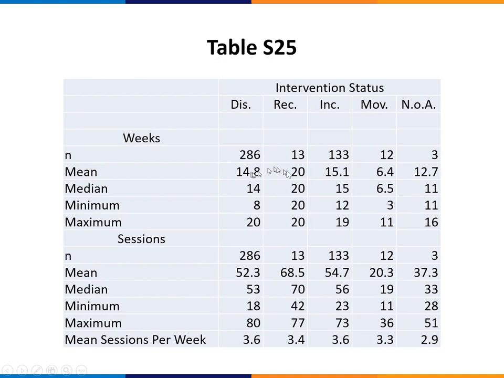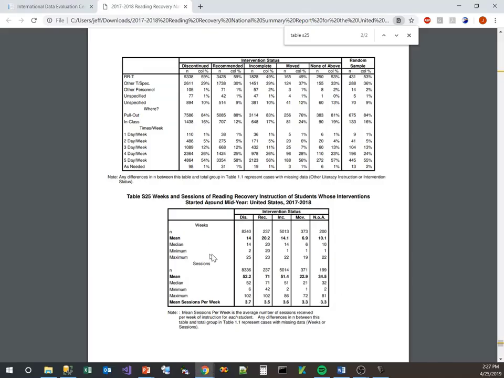Interesting. More time. These kids are getting in Reading Recovery longer, but they aren't getting discontinued. Let's look at how many lessons. Discontinued kids were getting about 50 lessons, and the incomplete kids were getting about 54, almost 55 lessons. So very interesting. I think there's an interesting conversation there. Let's go look at the national data.